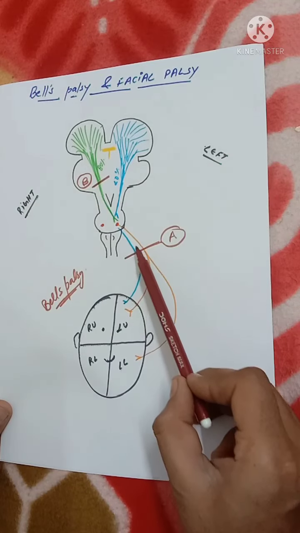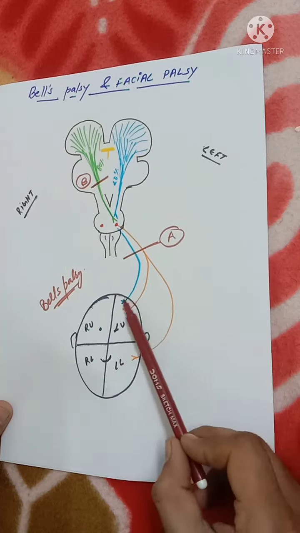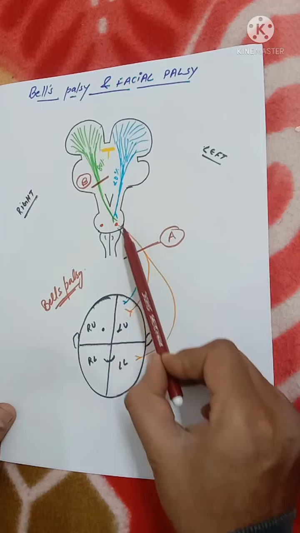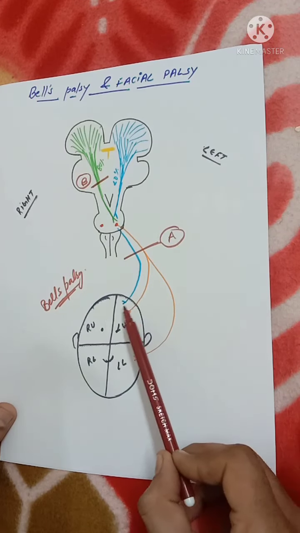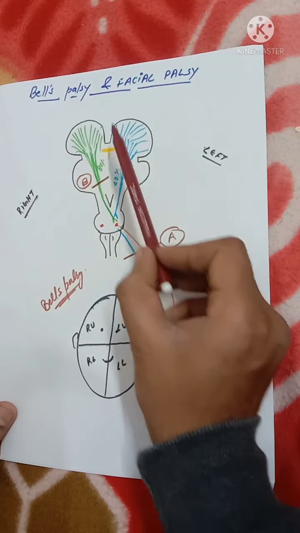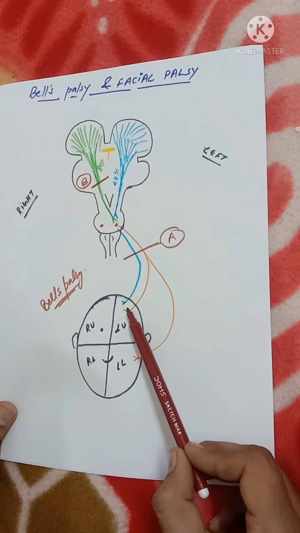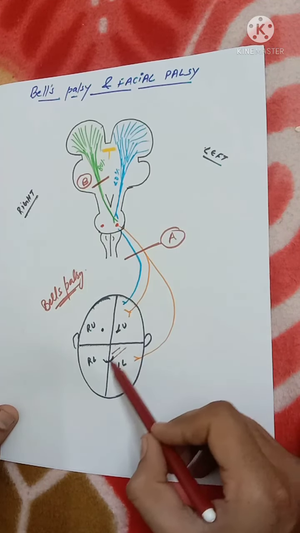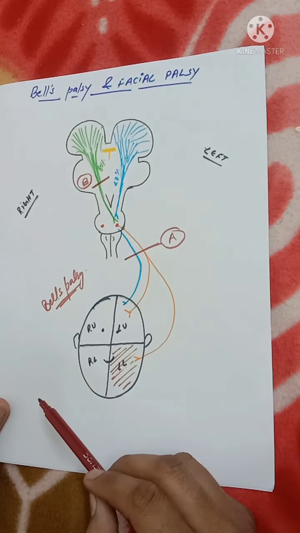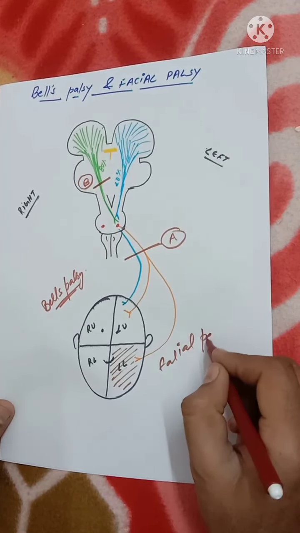These 80% were supplying to the upper quadrant as well as lower quadrant, but upper quadrant is also getting the nerve supply from the same side, that is 20% fiber. So upper quadrant will be spared. So in case of upper motor neuron lesion or the facial palsy, what will happen? The upper quadrant will be spared and there will be paralysis of only and only lower part of face, that too of the opposite side. This is called as facial palsy.